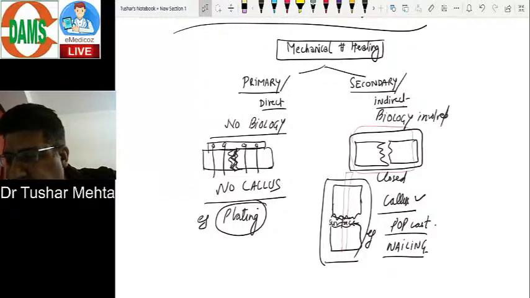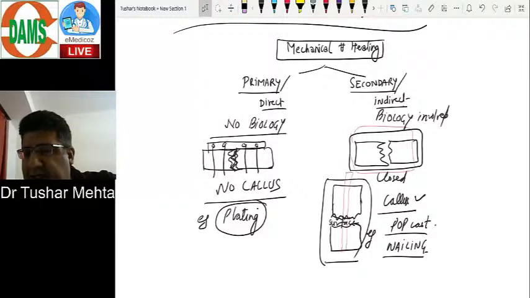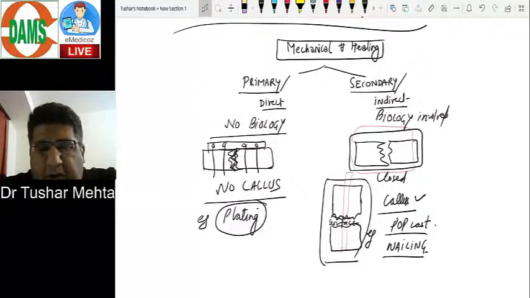All right, any questions about fracture healing that anybody would want to ask, please let me know. Any questions about the biological healing or the mechanical healing?